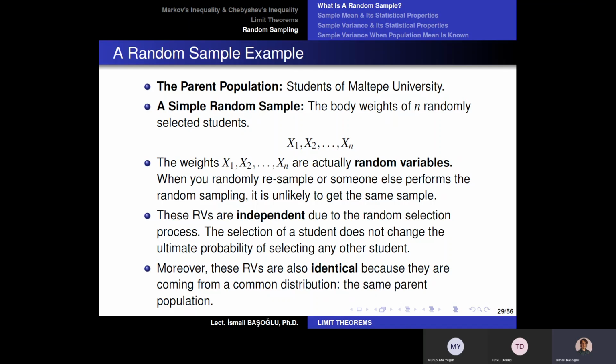Now that we know these random variables are independent and identical, what do you think if you take the average? The average is going to be normally distributed, right, my friends? Because we have learned the central limit theorem. This means if you want to make an inference about the parent population by taking the average of a random sample, we know that the average of that random sample is going to be normally distributed. So this is told to us by the central limit theorem. And this is why the central limit theorem is one of the most important theorems in the world, because every statistical procedure is basically based on this theorem.